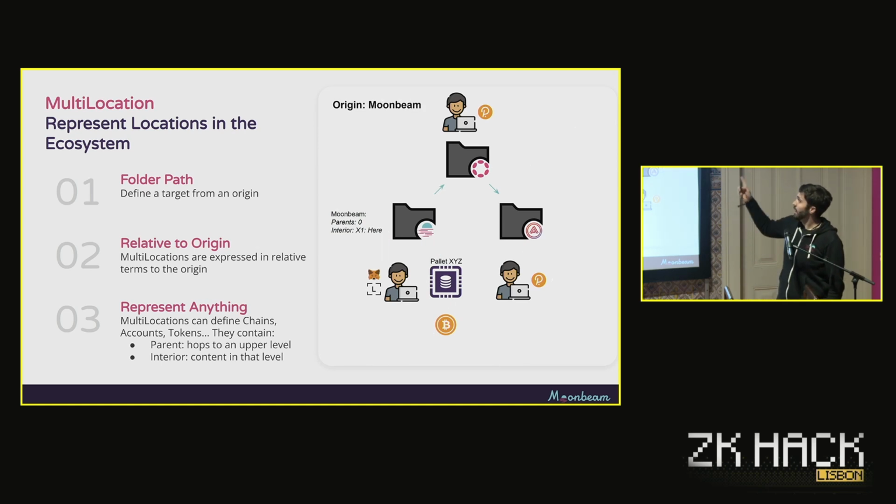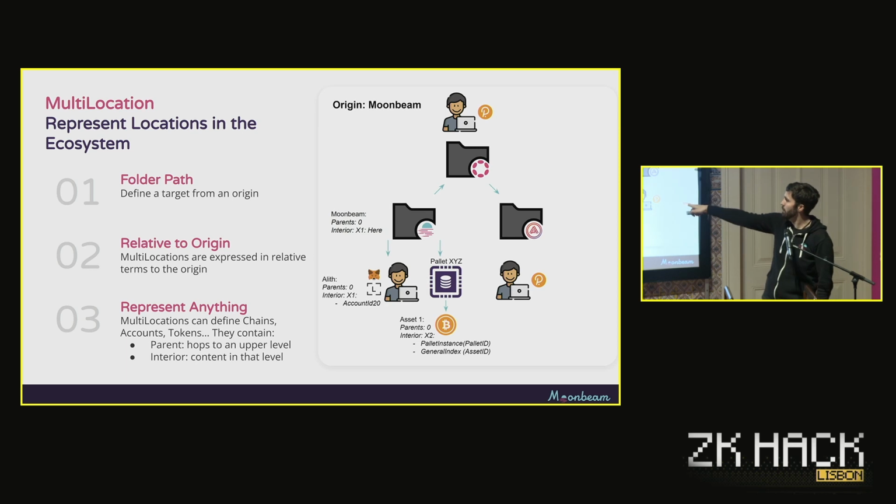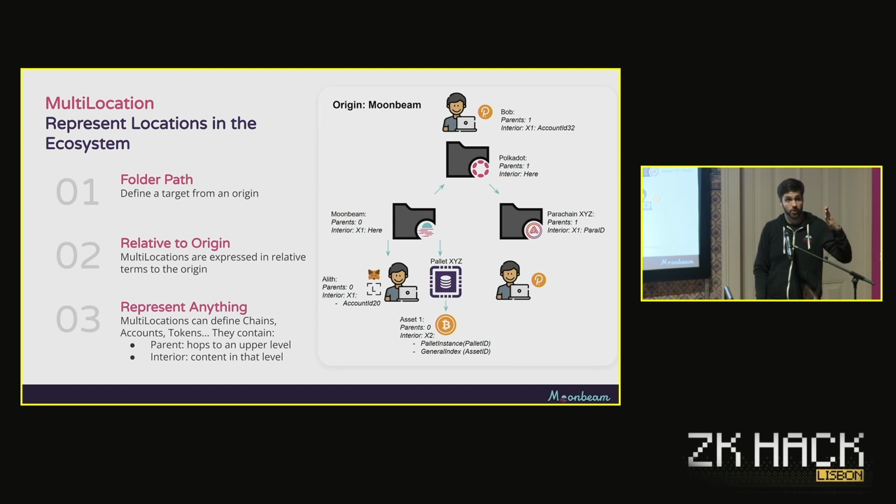Really briefly, if the origin is now Moonbeam, you don't need to put parents, and you need to put X2 now because you're inside Moonbeam. But if you want to get to Polkadot, you have to use parents 1. You're moving to an upper level in the folder. And if you wanted to go from Moonbeam to another parachain, you have to use parents 1 because you're moving to an upper level, but then you keep everything else the same. All right, this is quite simple. And like I said, I brought examples and everything to help you guys.